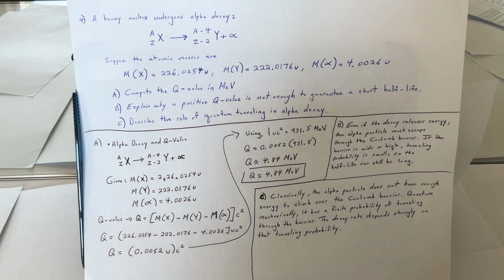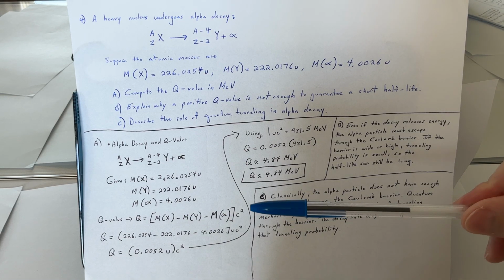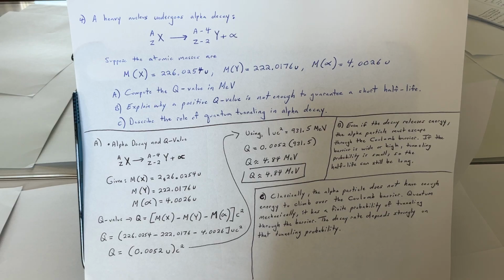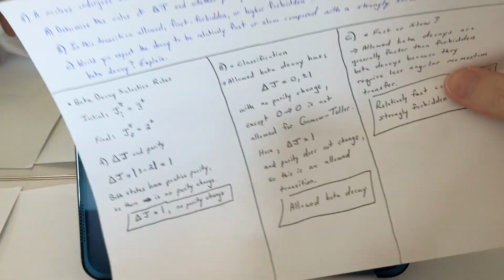And for part C, describe the role of quantum tunneling in alpha decay. So here's part C. Classically, the alpha particle does not have enough energy to climb over the Coulomb barrier, and quantum mechanically, it has a finite probability of tunneling through the barrier. The decay rate depends strongly on that tunneling probability. Okay, so that's A, B, and C for number 4. So we can move along now to number 5.